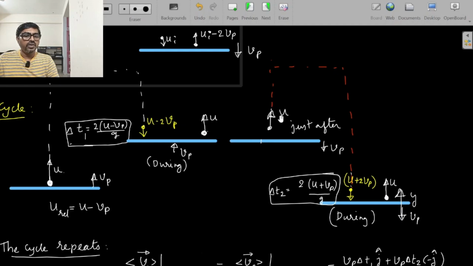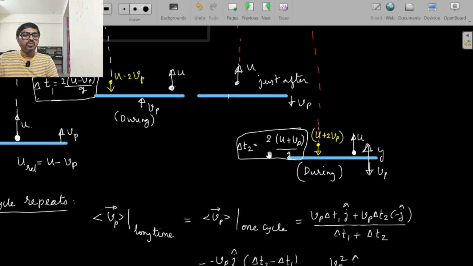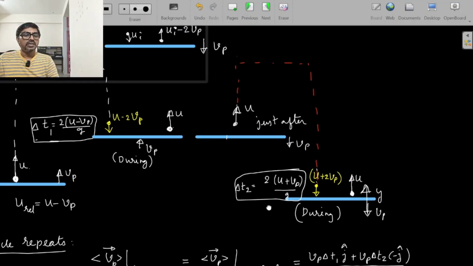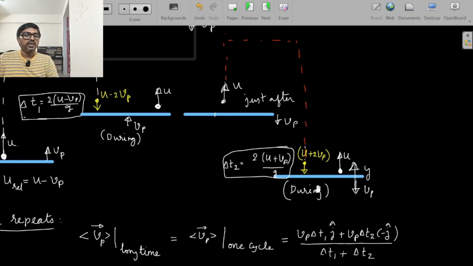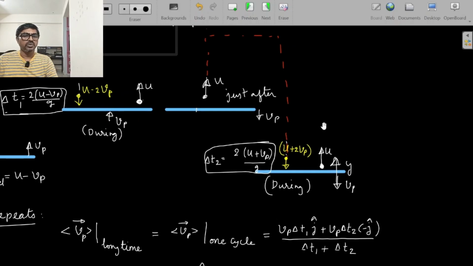If you calculate relative velocity now for the next collision, u minus of minus Vp, it will be u plus Vp. So relative velocity is u plus Vp, meaning the time for the second collision, first collision to second collision, the duration I am talking about, will be 2 times u plus Vp by g, and then the particle goes up and then comes down and collides with it. I am showing it sideways, doesn't mean that particle is going sideways, just for better visibility I have drawn it sideways there. Anyway, now the particle is going to come down with velocity u plus 2 Vp. Earlier it was u minus 2 Vp because it is going up, now it is coming down, u plus 2 Vp, just the reversal.